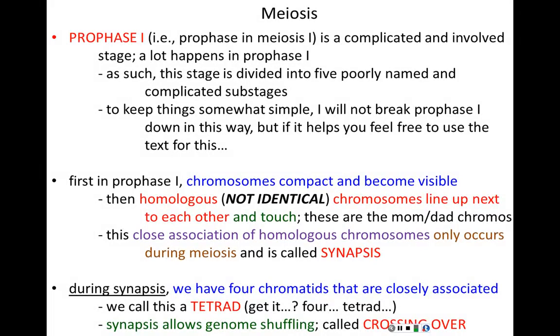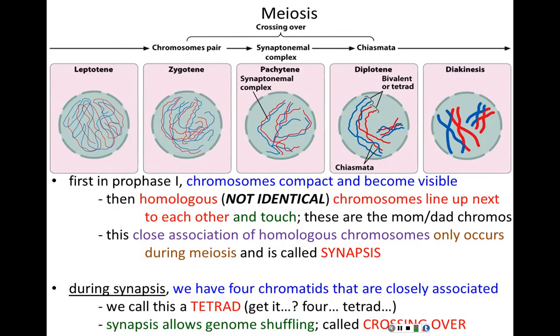It is in synapsis where the genome shuffling truly occurs, and this is referred to as crossing over. Crossing over, not like dying, not crossing over to the other side, but the crossing over of genetic information. So this is prophase I in all of its complicated glory, and these are the names that I referred to earlier of the substages, but I'll not use those.